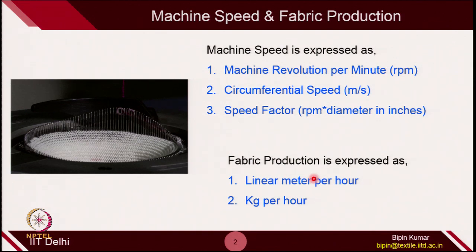So I am going to derive some useful relationships where you can connect speed with the production, along with some other machine parameters. There is a very useful relationship through which you can calculate the production, and then you can confirm it with the actual production. So this relationship is very useful.